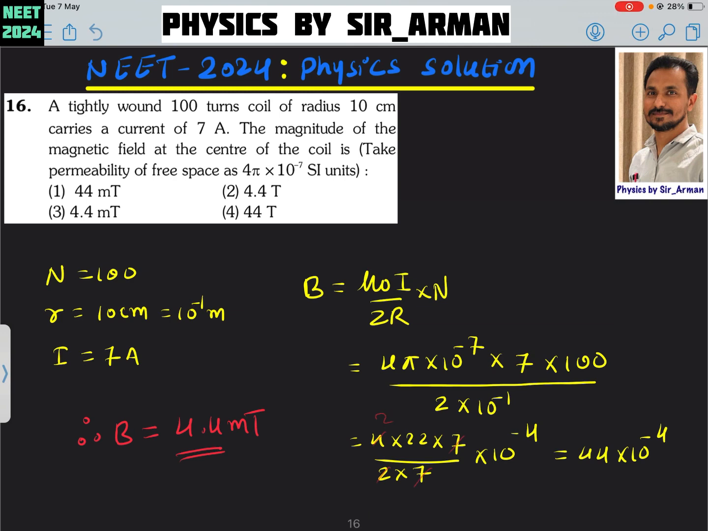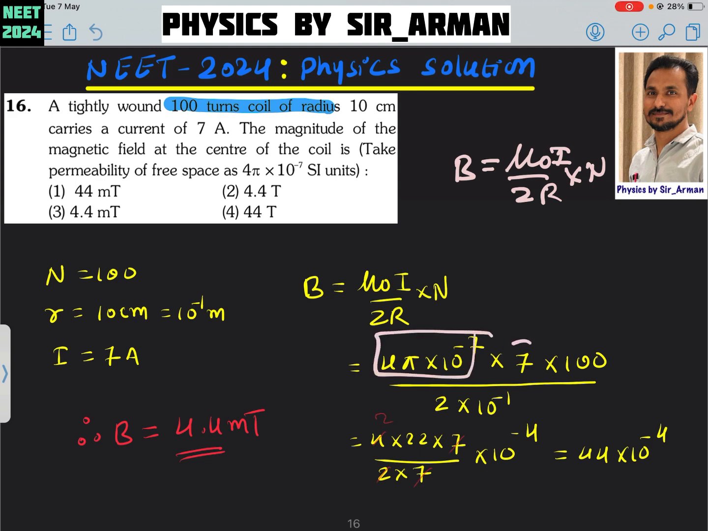Question number 16. A tightly wound 100 turns coil of radius 10 cm carries a current of 7 ampere. The magnitude of the magnetic field at the center of the coil is? For a coil, B equals mu naught I by 2R, where R is the radius, and if the coil has n turns, we multiply by n. So just put in all the data. Mu naught is 4 pi into 10 raised to minus 7, current is 7 ampere, number of turns is 100, and the radius is 10 centimeter.